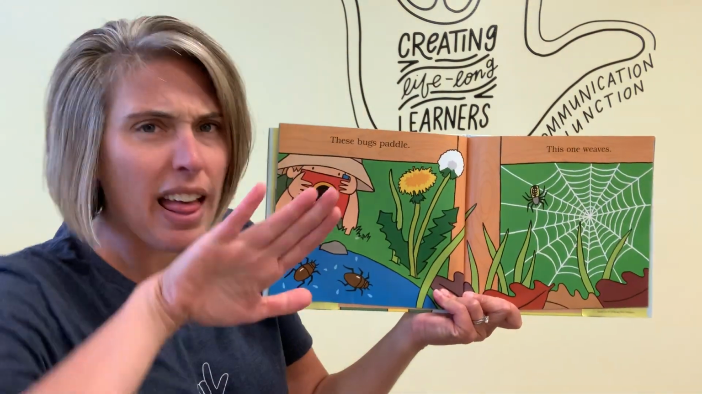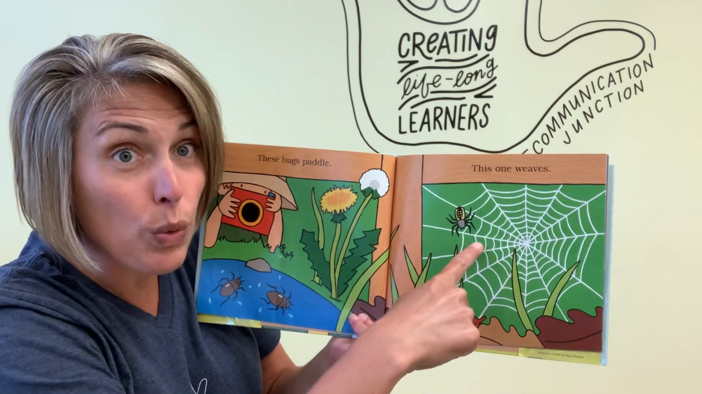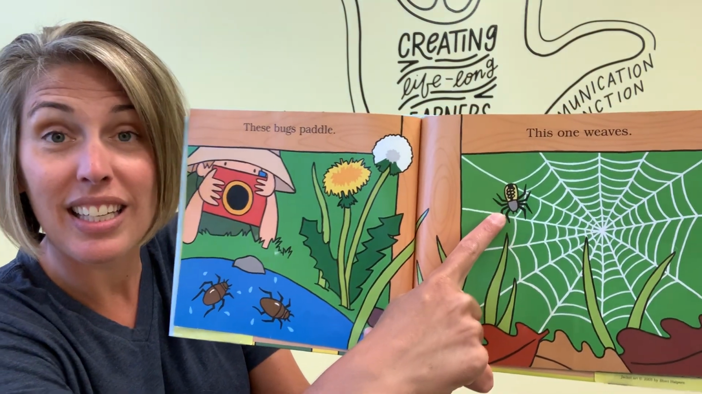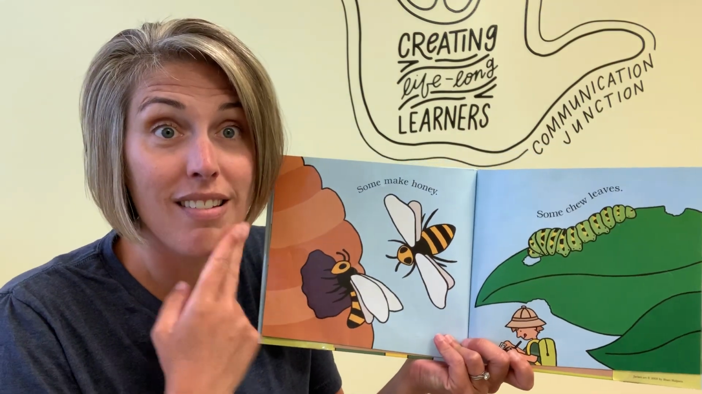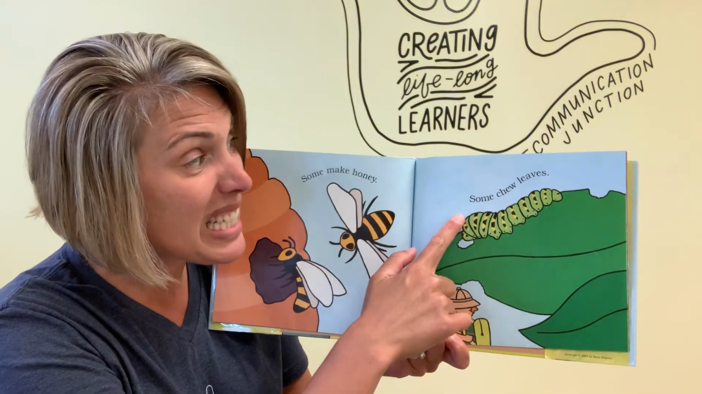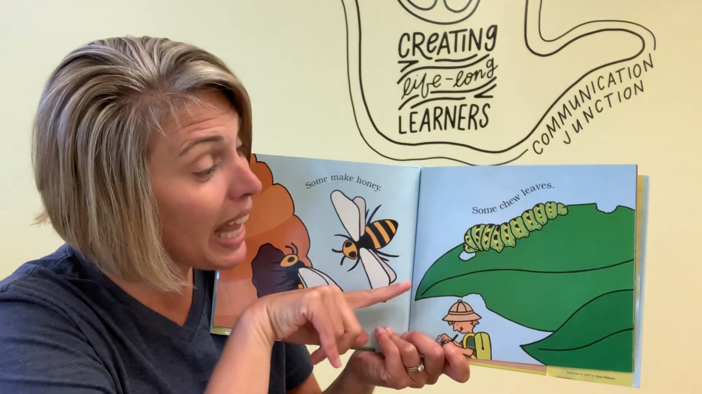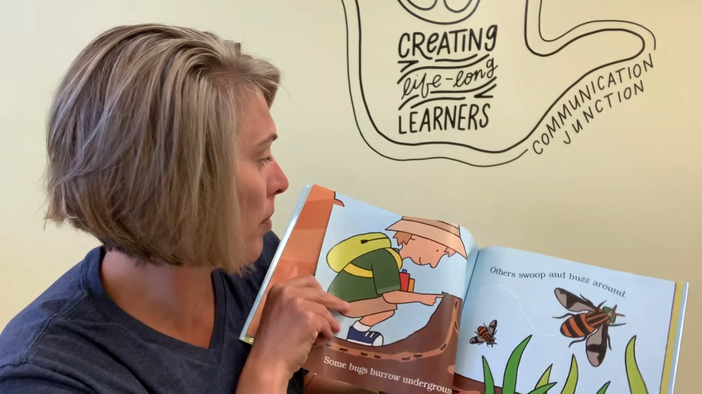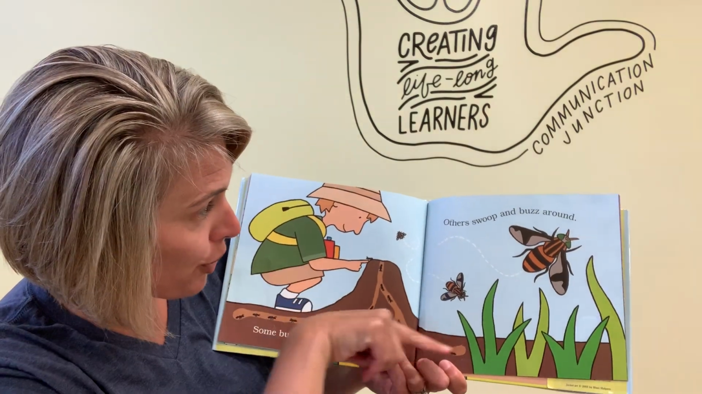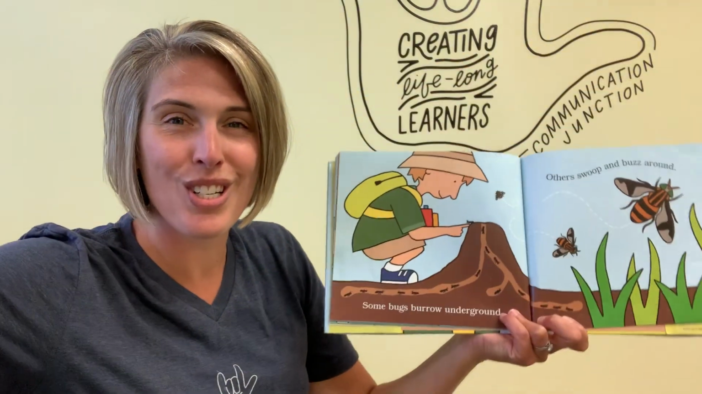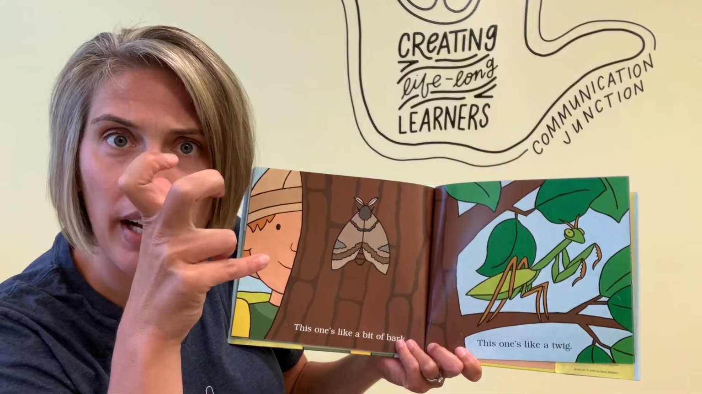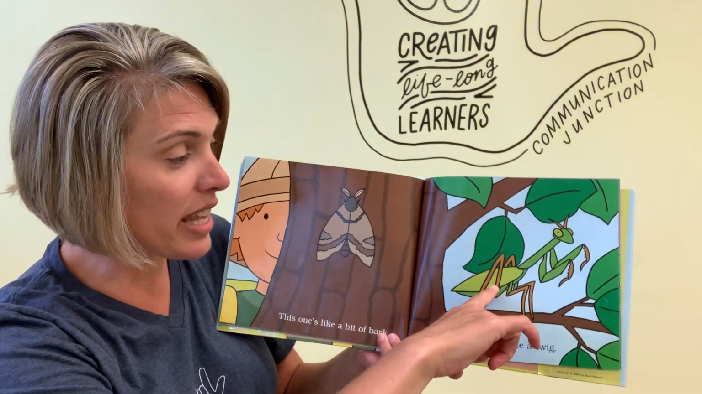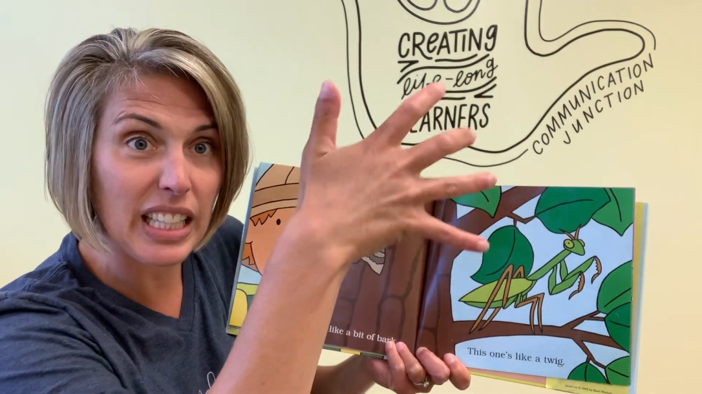These bugs, they paddle. This bug weaves. What is that? Can you see it? It's a spider. That's right. Some bugs make honey, like bumblebees. Some chew leaves, like caterpillars. Some bugs burrow underground and others swoop whoosh and buzz around. This one, oh, look at that bug. It looks like a little bit of a tree. And this one, oh, he looks like the leaves.